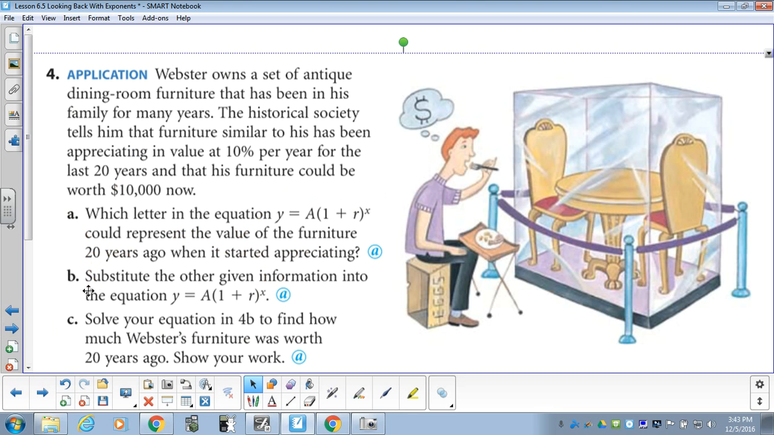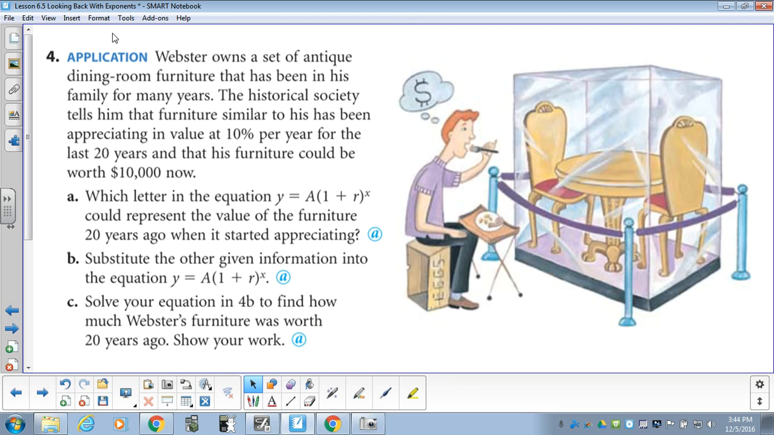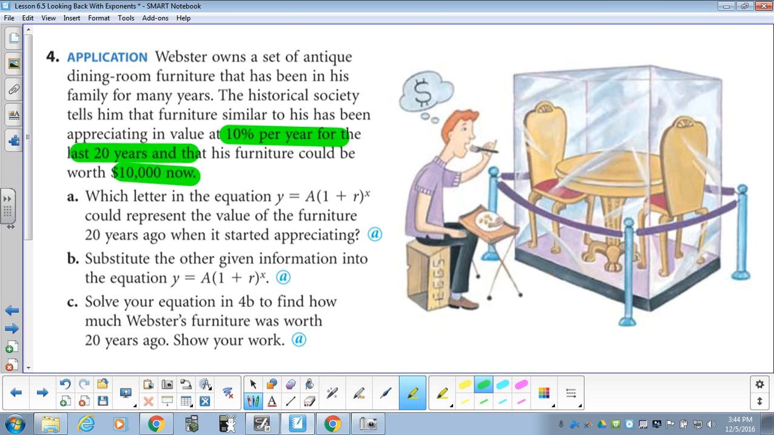Number 4, that was the last one from the homework. We got a few word problems. This is about Webster, not from the dictionary, but just Webster. Webster owns a set of antique dining room furniture. That means it's old. Antique dining room furniture has been in his family for many years. The Historical Society tells him that furniture similar to his has been appreciating in value at 10% per year for the last 20 years, and that his furniture could be worth $10,000 now. Which letter in the equation y equals a times the quantity of 1 plus r to the power of x could represent the value of the furniture 20 years ago when it started appreciating?